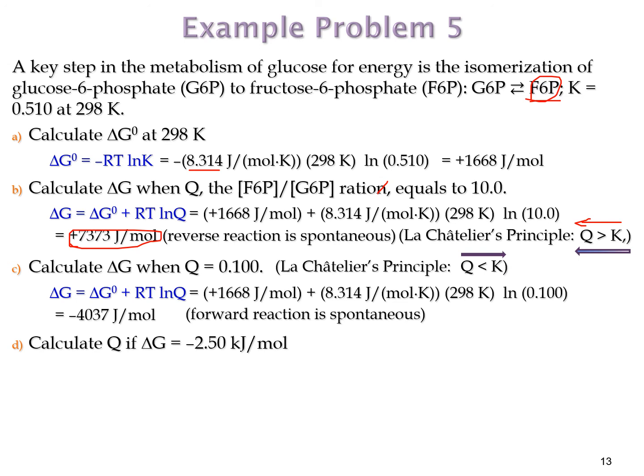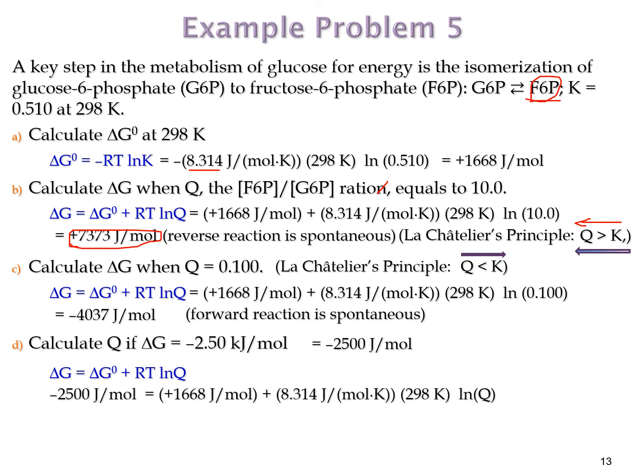So here we're going to calculate Q if we know what the delta G is. First thing first, we need to convert delta G from kilojoules per mole to joules per mole. Same equation. Now we're going to calculate the Q. We know the delta G, and we know delta G0. R and T are also the ones that we know the value of, so we can calculate the log of Q. And we just exponentiate it so that we can get the value of Q, which is 0.186.